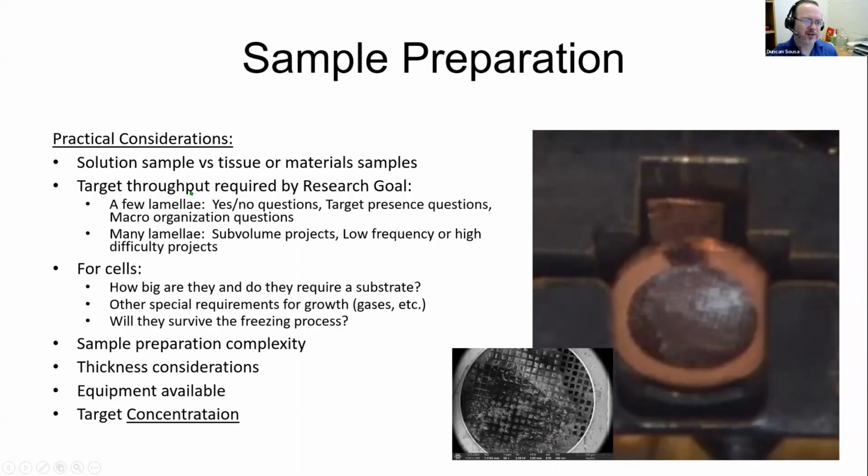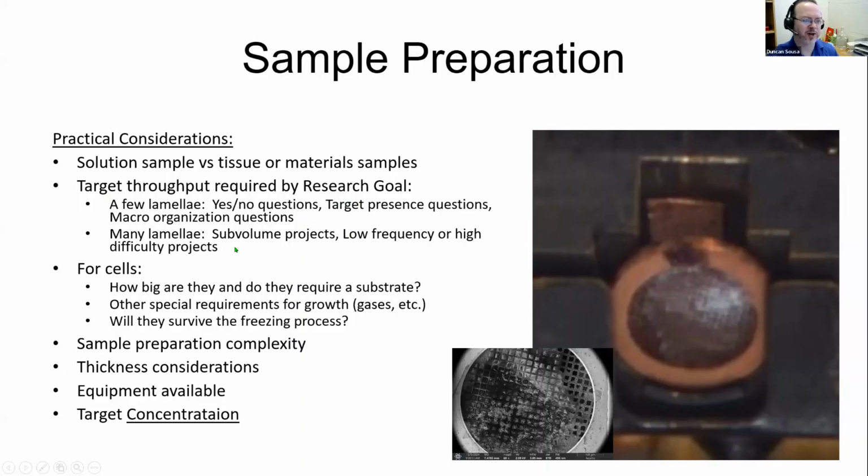But once you have a feeling for that, you need to think about the target throughput required for your research goal. So many questions are sort of a yes, no sort of question. Is something there? Does it look like this? Is it damaged? That sort of thing. And it's sort of a moderate resolution question. Or maybe you want to look at the macro organization of your tissue of interest or complex or cellular thing or material. There's lots of these sorts of questions. Maybe you only need a few lamella, certainly more than 2 just for repeatability, but less than a dozen, let's say.